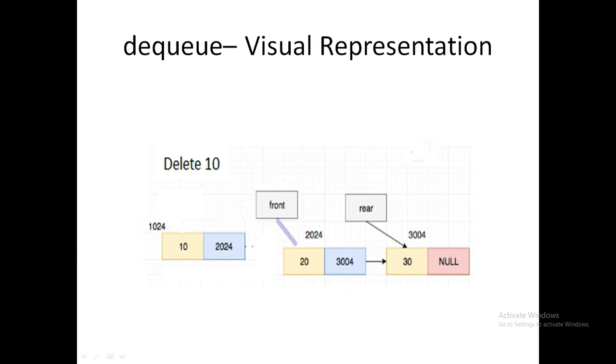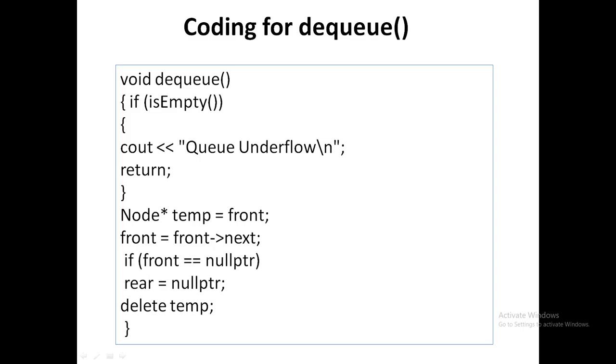So 10, 20, 30 is present in the queue. We are deleting 10, in the sense we need to make the front point to the next of that first element, and delete this 10. So we need to verify is empty. If it is empty, in the sense the queue is underflow.